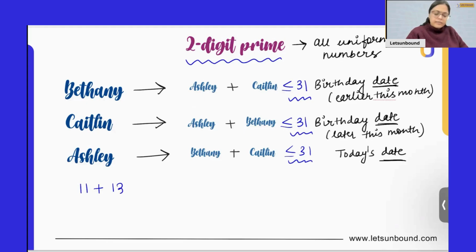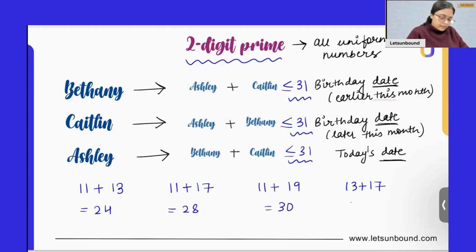11 plus 13. Both are primes and the sum does not exceed 31. What about this? Again, the conditions are true. Again, they are primes and the sum does not exceed 31. Same goes with 13 and 17. So let me see what the sums are: 24, 28, 30, and this is also 30.